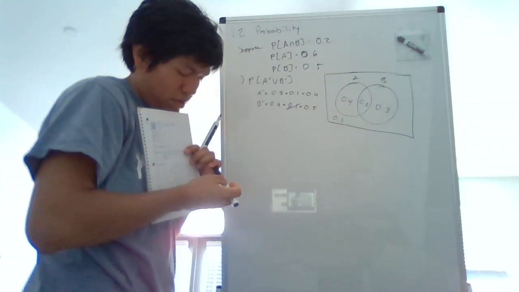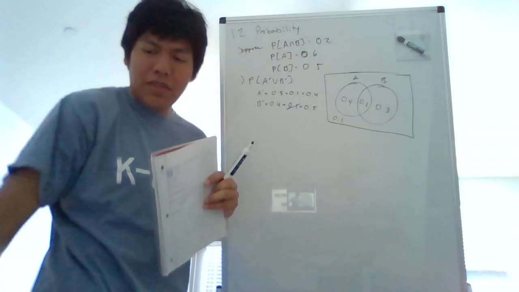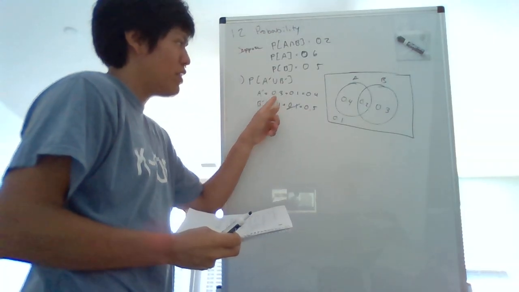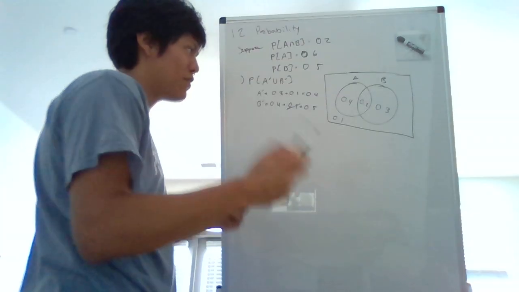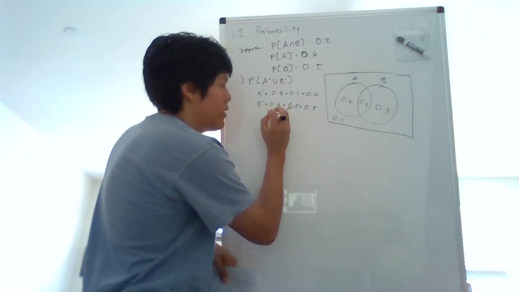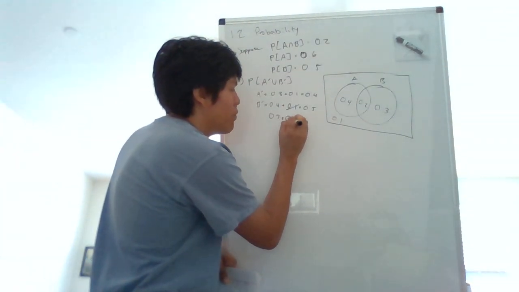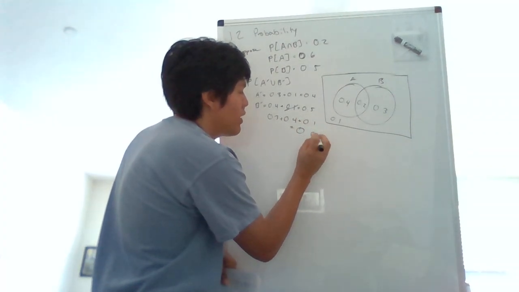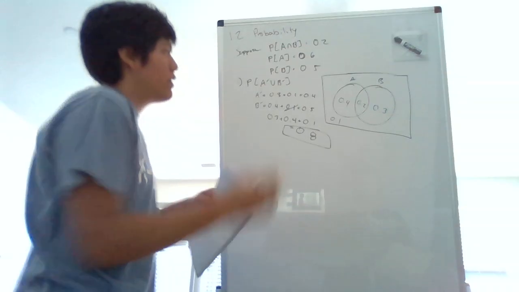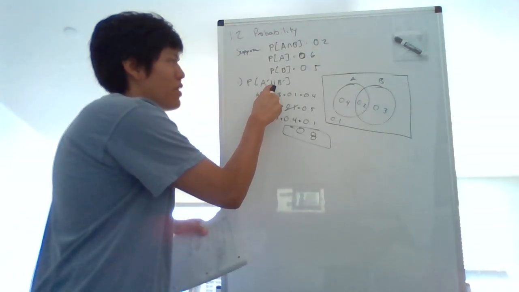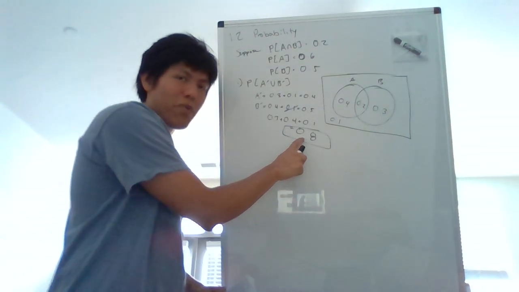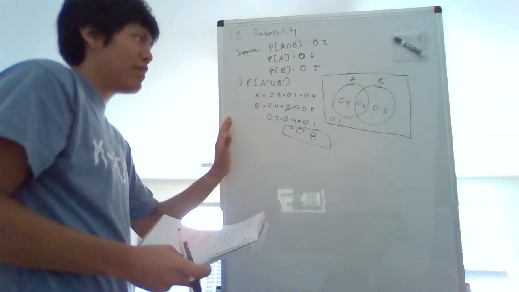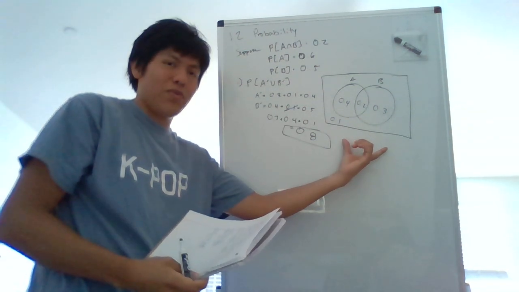All right? So now that we have each probability only counted once, we can add these together. So 0.3 plus 0.4 plus 0.1, that gives us 0.8. So the probability of A complement union B complement is 0.8. And that was kind of just using algebra, right? And also using this visual diagram.